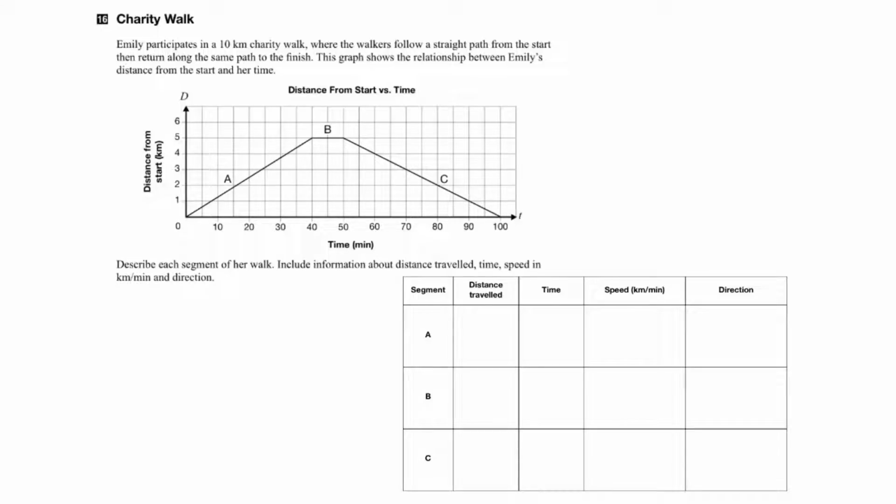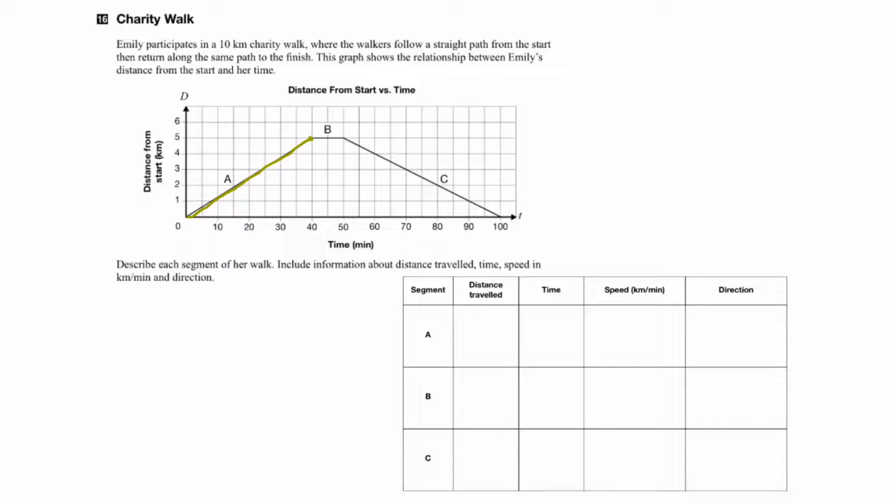In this question, Emily is participating in a 10K walk, and this graph shows her path. And then we have to find some information about her walk. So let's begin with the first part of her walk, which is segment A, and she travels along this straight line path.